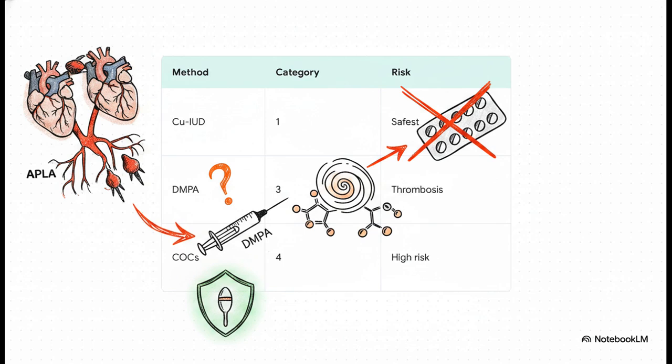Even progestogen-only methods, like the depot shot or levonorgestrel IUD, carry a theoretical risk of thrombosis, making them a Category 3. So that leaves the non-hormonal copper IUD as the only entirely safe Category 1 method for this patient.